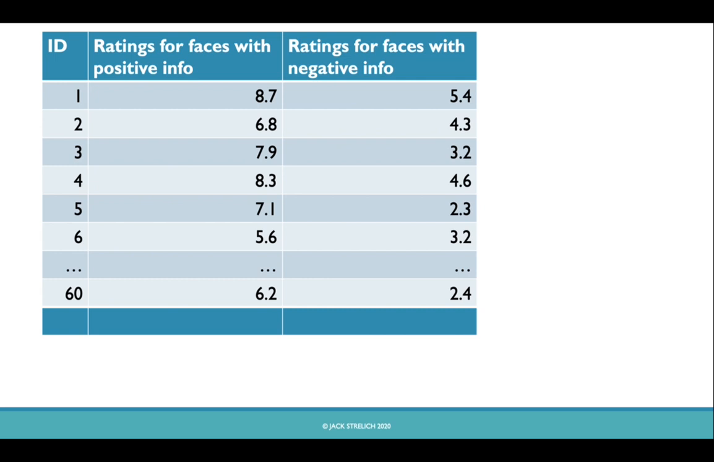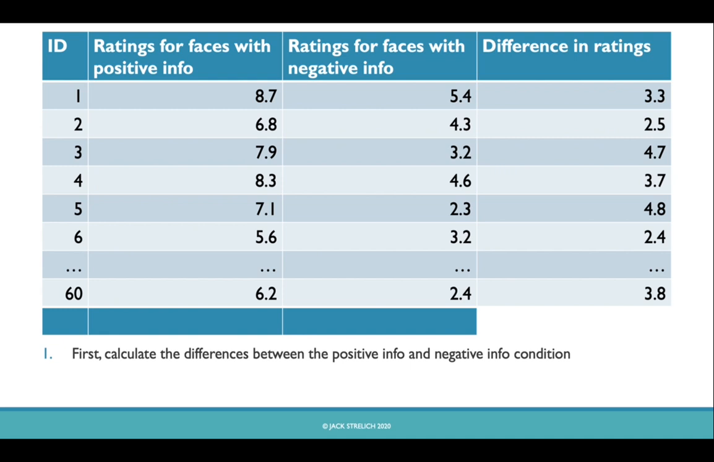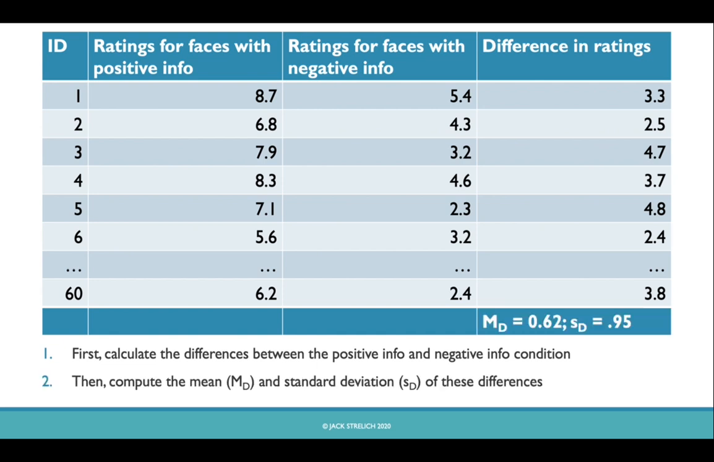So, knowing the responses in each of the two conditions, we can calculate the difference rating, as we see in this column here on the right. And again, these are simply the differences between the positive info and negative info condition. Once we have all 60 difference scores, we can then compute the mean, m sub d, and standard deviation, s sub d, of these differences.